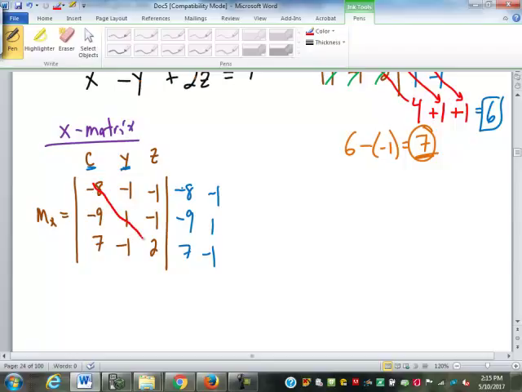So negative 8 times 1, negative 8, times 2, negative 16, good. Negative 1 times negative 1, positive 1 times 7, positive 7. Negative 1 times negative 9, positive 9, right? Then times a negative 1, negative 9. Now if we add these up, negative 16 plus 7 minus 9.